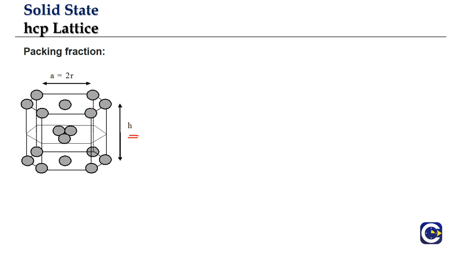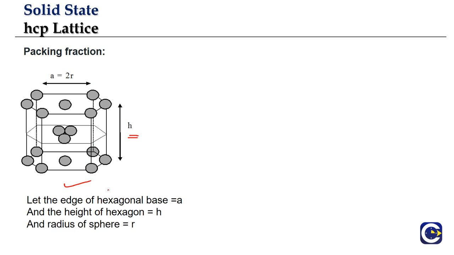Now the diagrammatic representation of an HCP is what we are having here. Let's say the edge of the hexagonal base is A. So A represents the edge of the hexagonal base, H is the height of the hexagon, and R is the radius of the sphere. If you see, along any edge of the hexagon, the 2 atoms will be touching each other, which means the value of A, the edge length of the hexagon, will be equal to 2R.